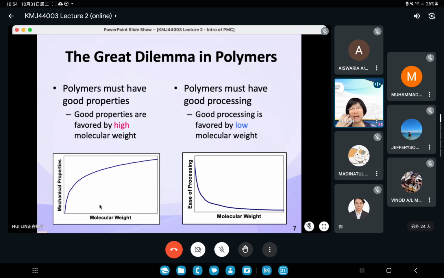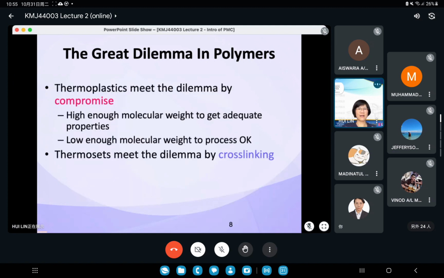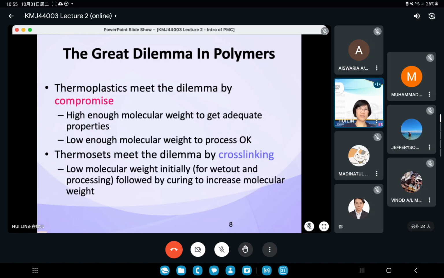So what can we do? We have to compensate, meaning that compensation is very important. We have to choose in between, not very low molecular weight or very high molecular weight. So in between, then we'll get something that we want. This one is what we call the great dilemma of the polymers. Okay, so I will just pass over here.